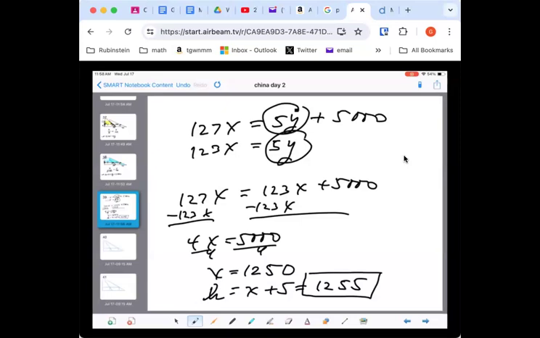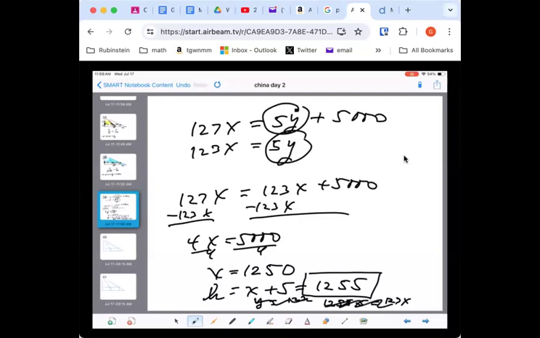So incidentally, if they ask for what y is, it would be 123. You could plug the y into this equation. 1255 times 5 equals 123x.